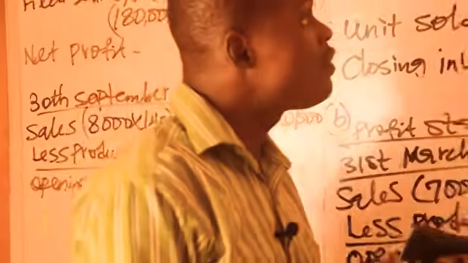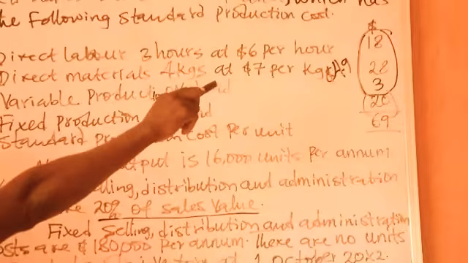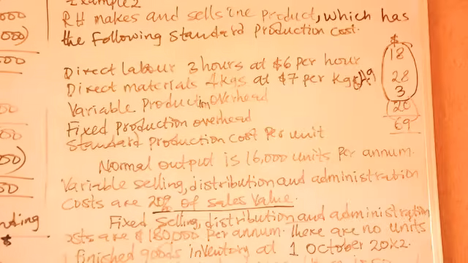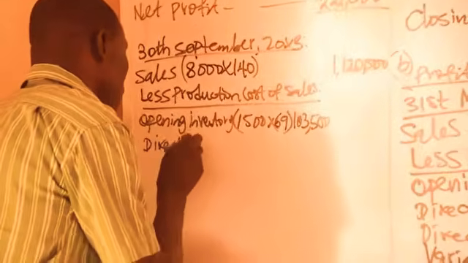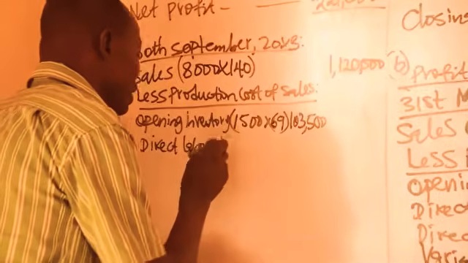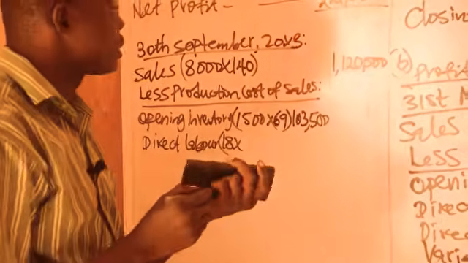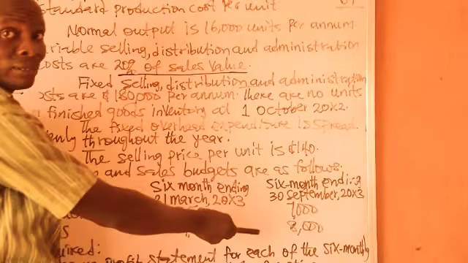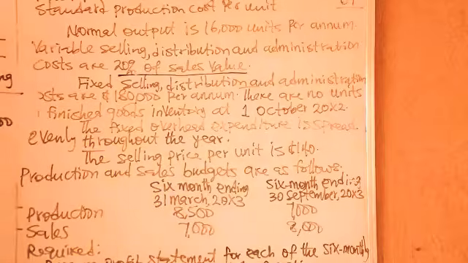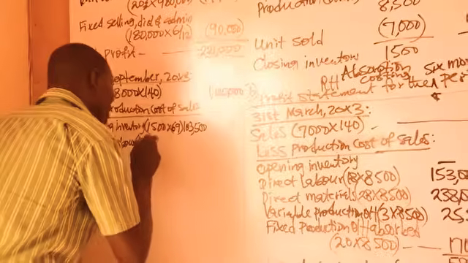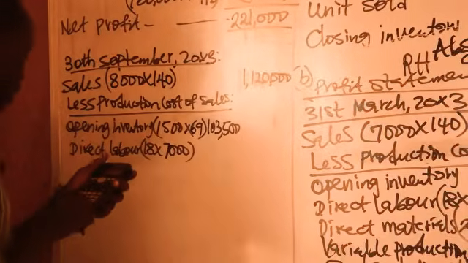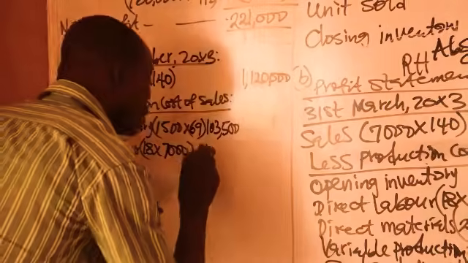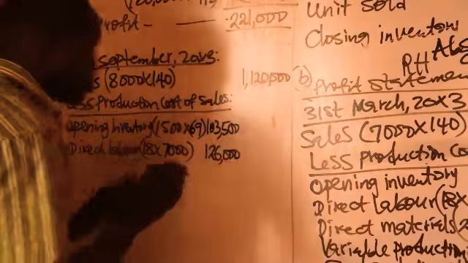Then you have direct labor of $18 per unit. 18 times the number of units produced. The number of units produced in the second 6 months ending is 7,000 units. So 18 times 7,000 will give us 126,000.